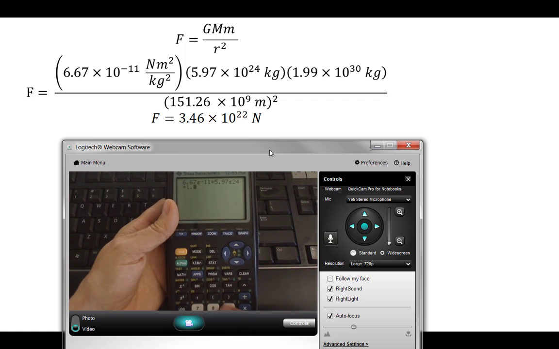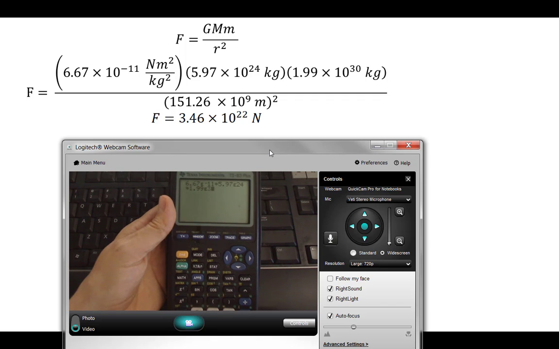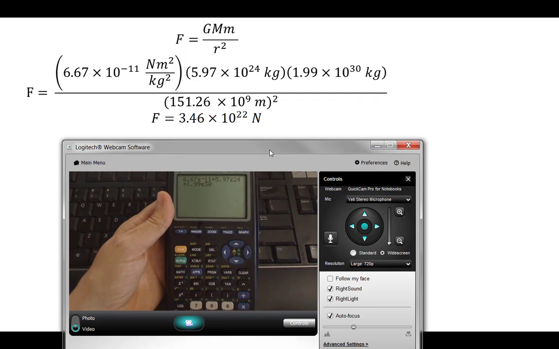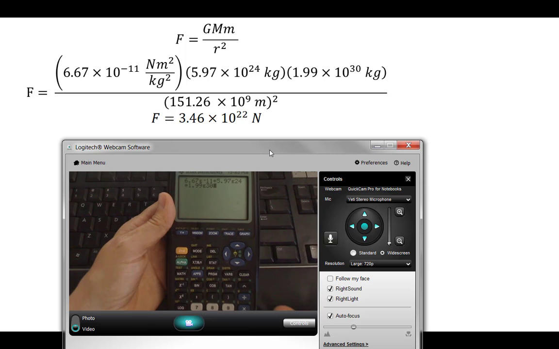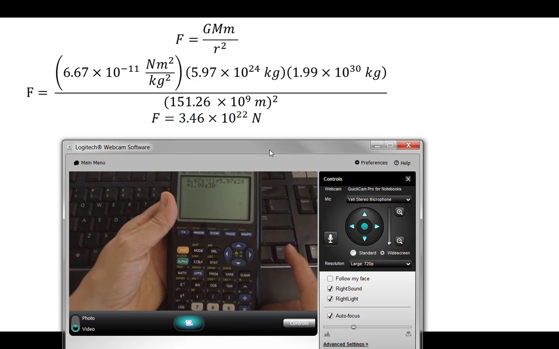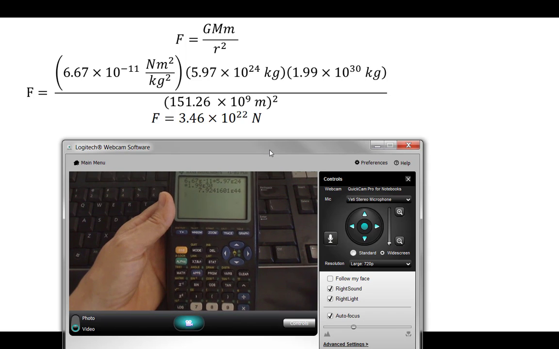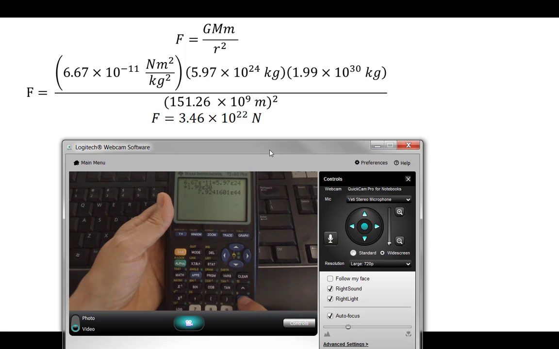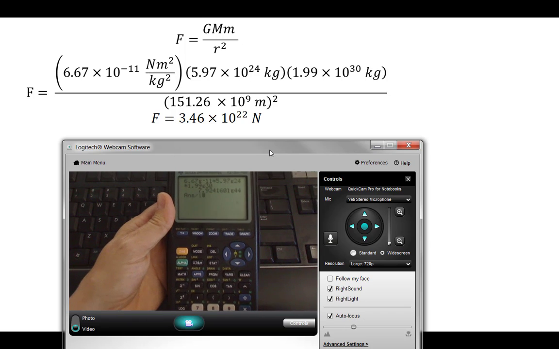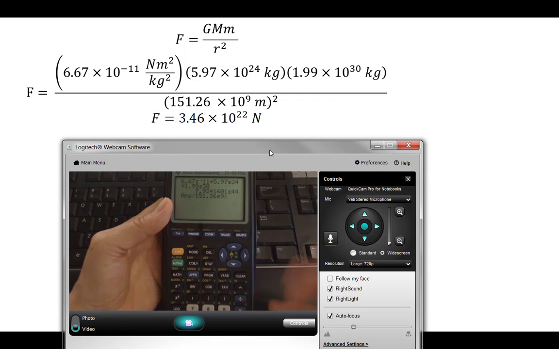Okay, so there's the numerator. Now I could have put parentheses around this and then did the division. But I really want the value of the numerator for comparison in the future, which is 7.92 times 10 to the 44. I'm now going to divide by the denominator, 151.26 times 10 to the 9. Now, because the calculator recognizes that as all one number, I can just square it.